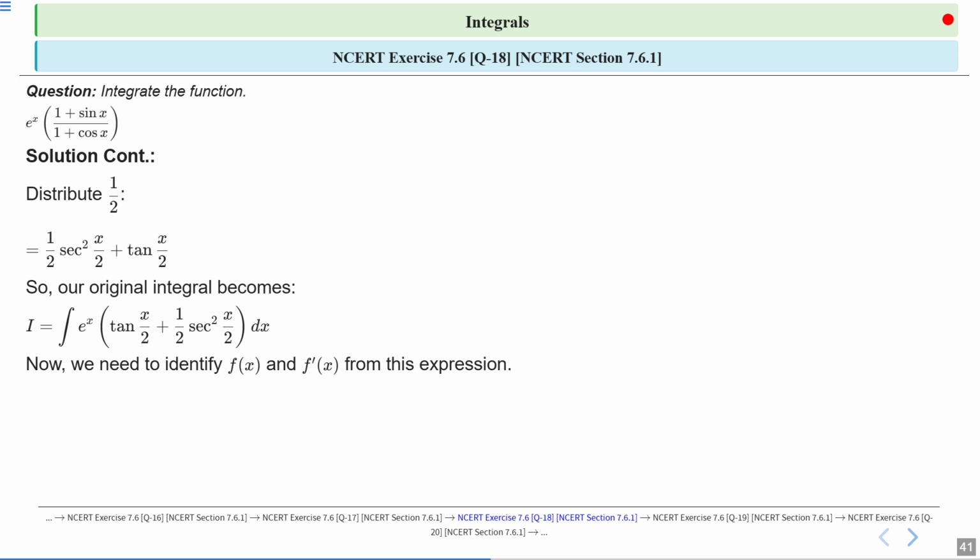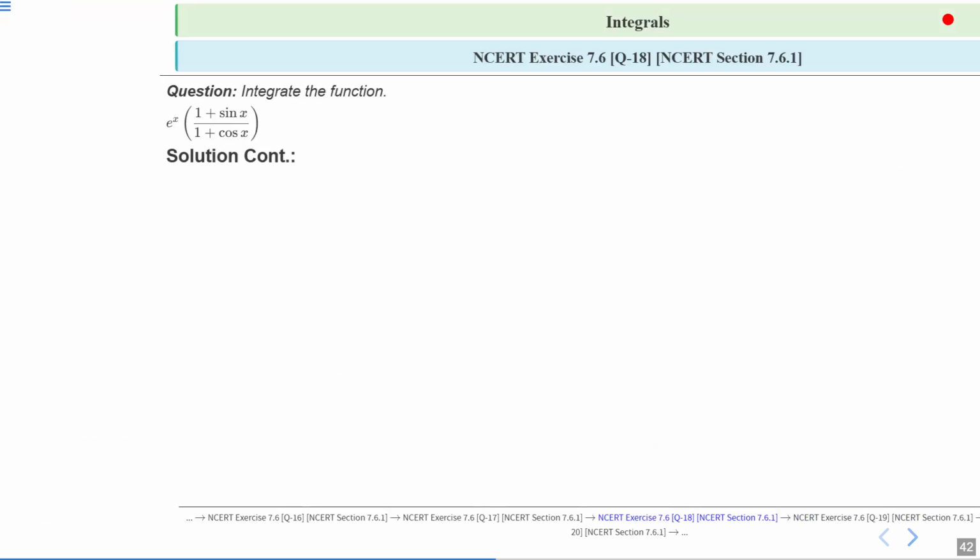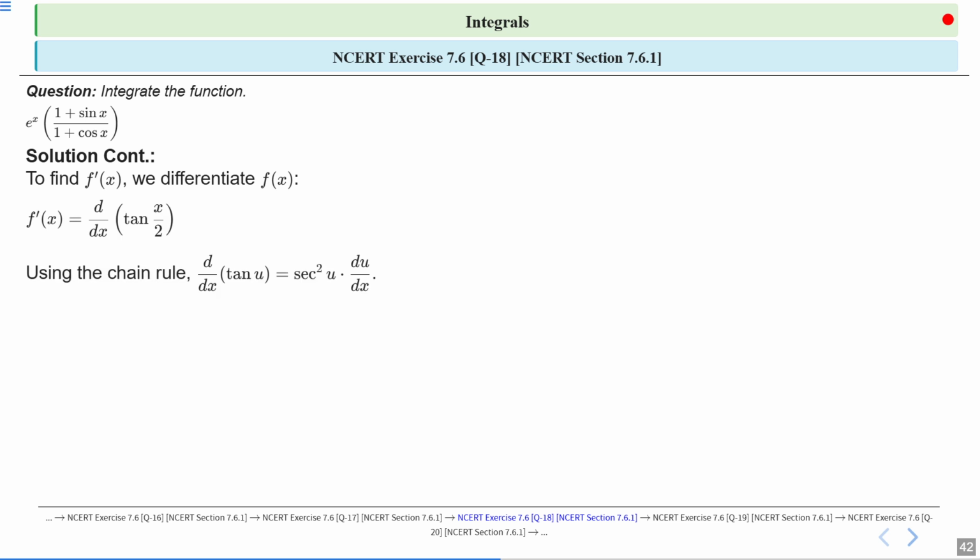And we know that differentiation of tan x is sec square x. So the first term is f(x) and the second one is f'(x). Just check. f(x) is equal to tan(x/2). When we differentiate with respect to x, the differentiation of tan u is sec square u into du by dx. So differentiation of tan(x/2) is sec square x by 2 into differentiation of x by 2, that is 1 by 2. So we get 1 by 2 into sec square x by 2.